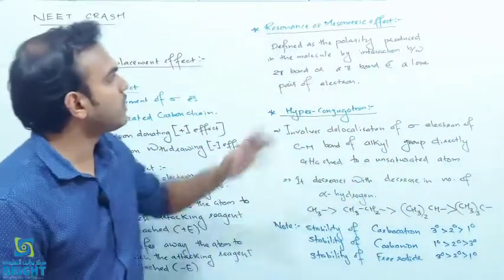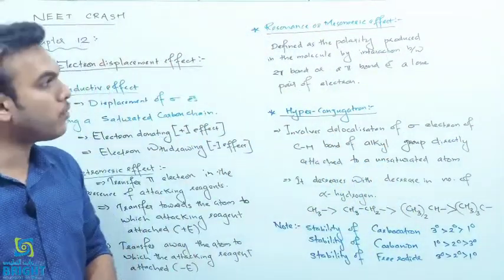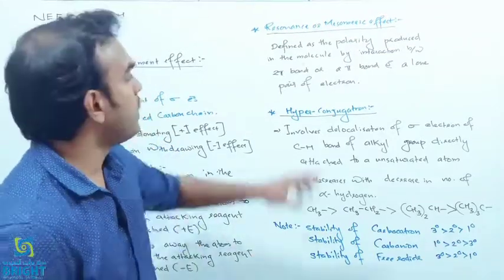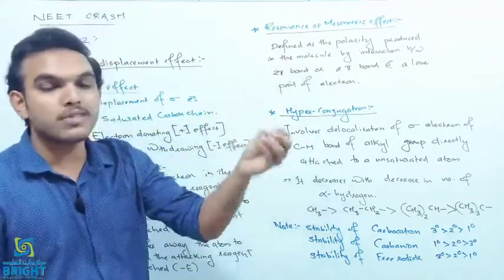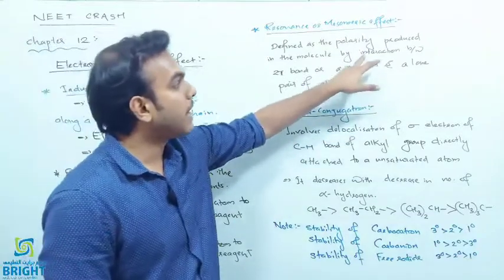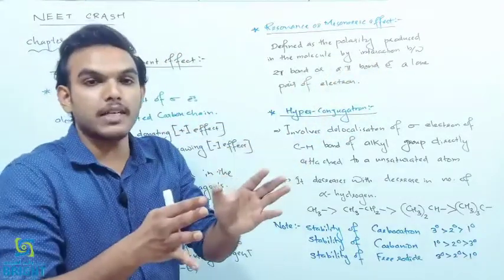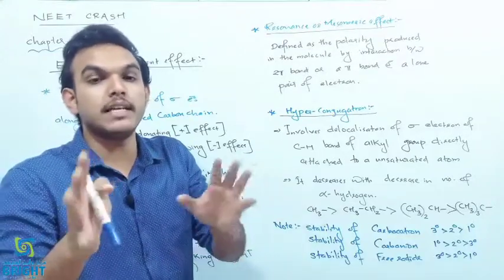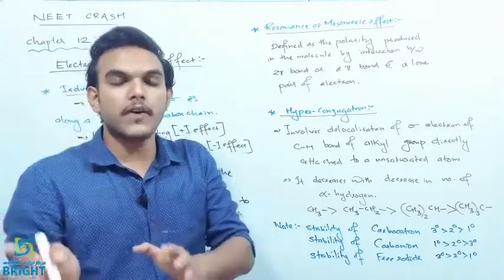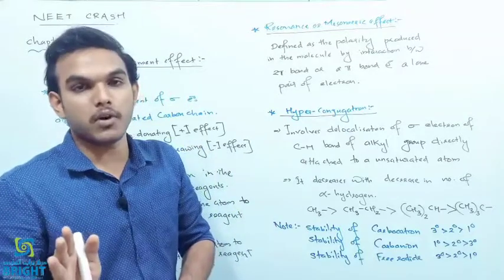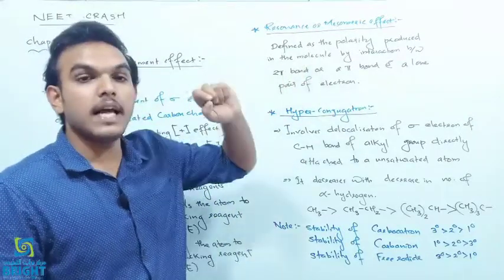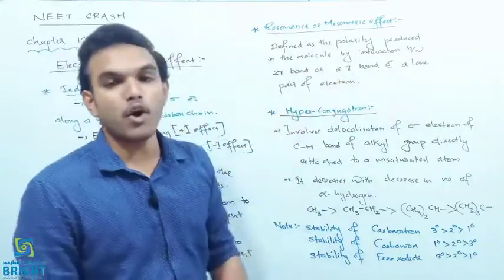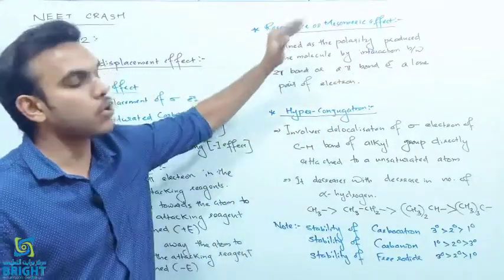Let us go to the third one, the resonance effect or mesomeric effect. The resonance effect is represented by the R effect. It is defined as the polarity produced in the molecule by interaction between two pi bonds. We studied the resonance structures of different compounds during the chemical bonding chapter. So it is the polarity produced by interaction between two pi bonds, or a pi bond and a lone pair of electrons, known as the resonance or mesomeric effect.